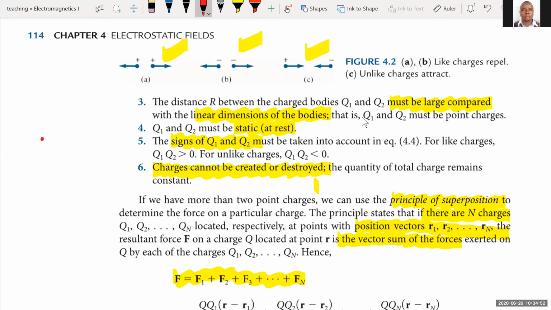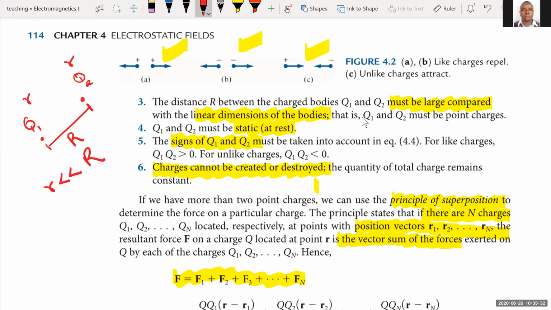You normally say that if you have a point charge, Q1, having radius r, and another point charge Q2 having radius r, the distance between these two we define as capital R. So the idea we are saying at point three is that small r is far much less than capital R. So that is a rule that must be obeyed, particularly when you are using Coulomb's law.